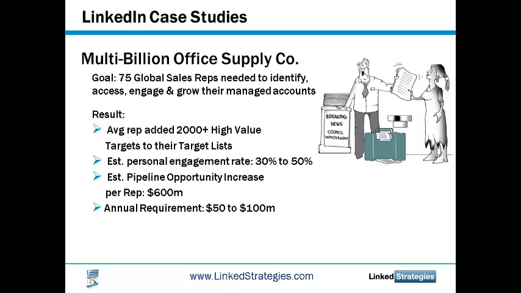Of those 2,000 high-value targets, their engagement rate is going to be between 30 to 50%, leaning towards 50 because of the company brand that's behind them. But I'm going to give you the numbers based on 30%. So we estimate the pipeline opportunity increase per rep is $600 million. Now, their average deal size is between 1 and 5 million, so we're erring on the low end. They have an annual requirement to maintain 50 to 100 million dollars of accounts. So this gives them access to an ongoing pipeline of $600 million they can use to add to their annual requirement or surpass it. So just a really neat way to look at LinkedIn from a totally different perspective.